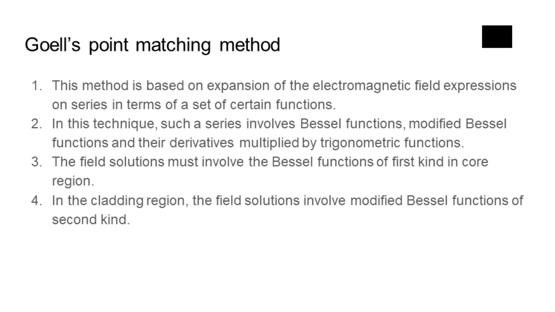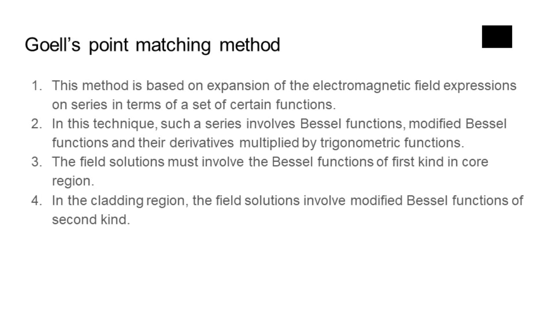This method is based on the expansion of the electromagnetic field expressions as series in terms of a set of certain functions. In this technique, the series involve Bessel functions, modified Bessel functions, and their derivatives multiplied by trigonometric functions. The field solutions must involve the Bessel functions of the first kind in the guiding region, because the Bessel function of the first kind has no singularity at the origin. In the non-guiding region, the field solution involves modified Bessel functions of the second kind, which have decaying characteristics as the argument increases.